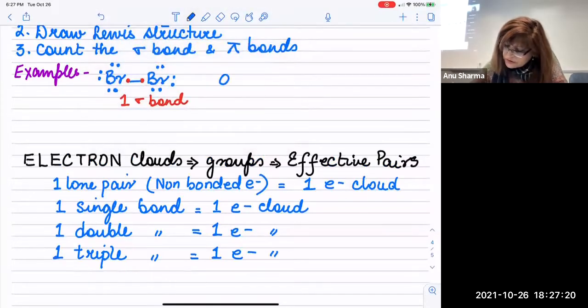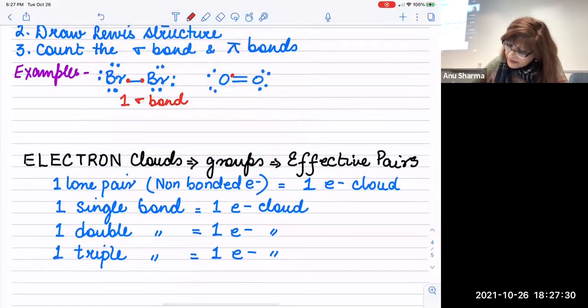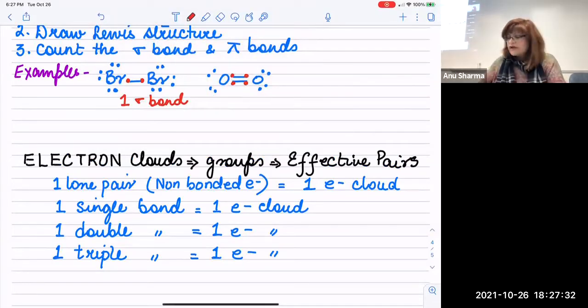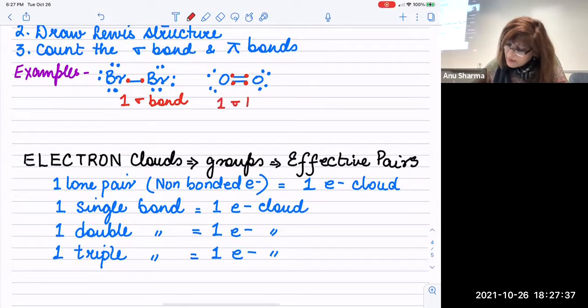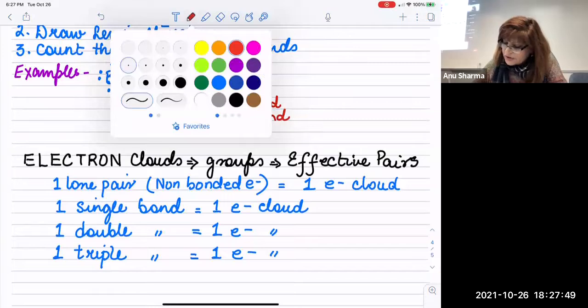Now let's look at oxygen. Here is oxygen with a double bond to another oxygen. So what is this made up of? We have four electrons involved, but this is made up of one sigma bond and one pi bond. So this is a double bond actually.